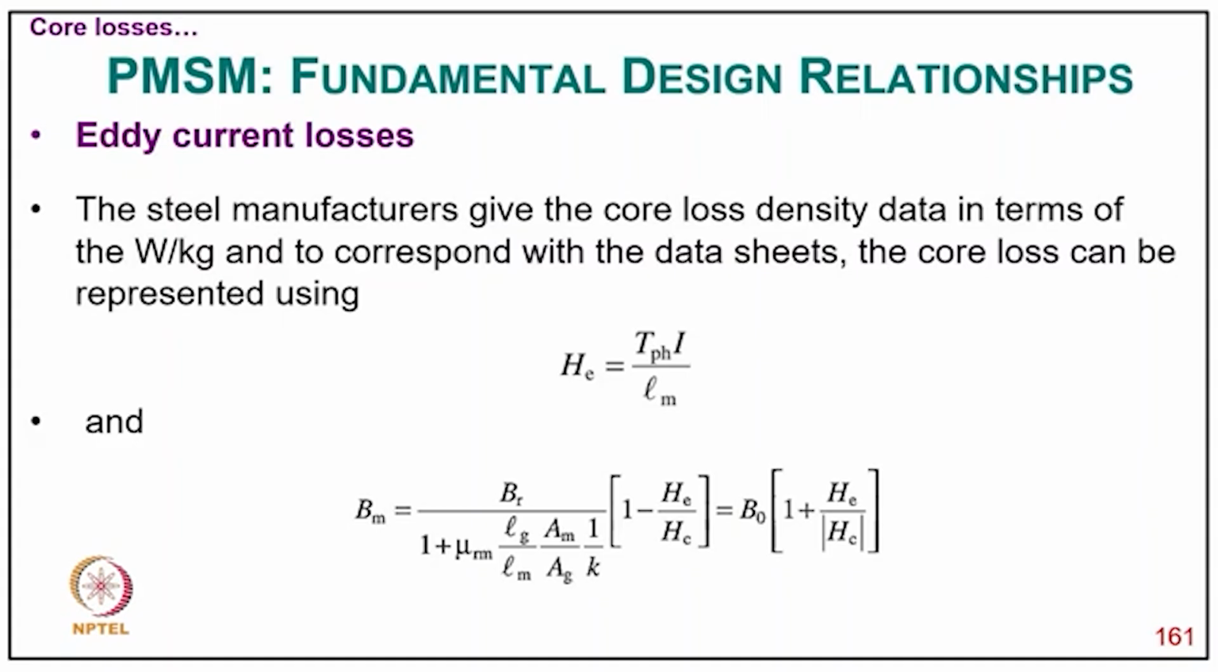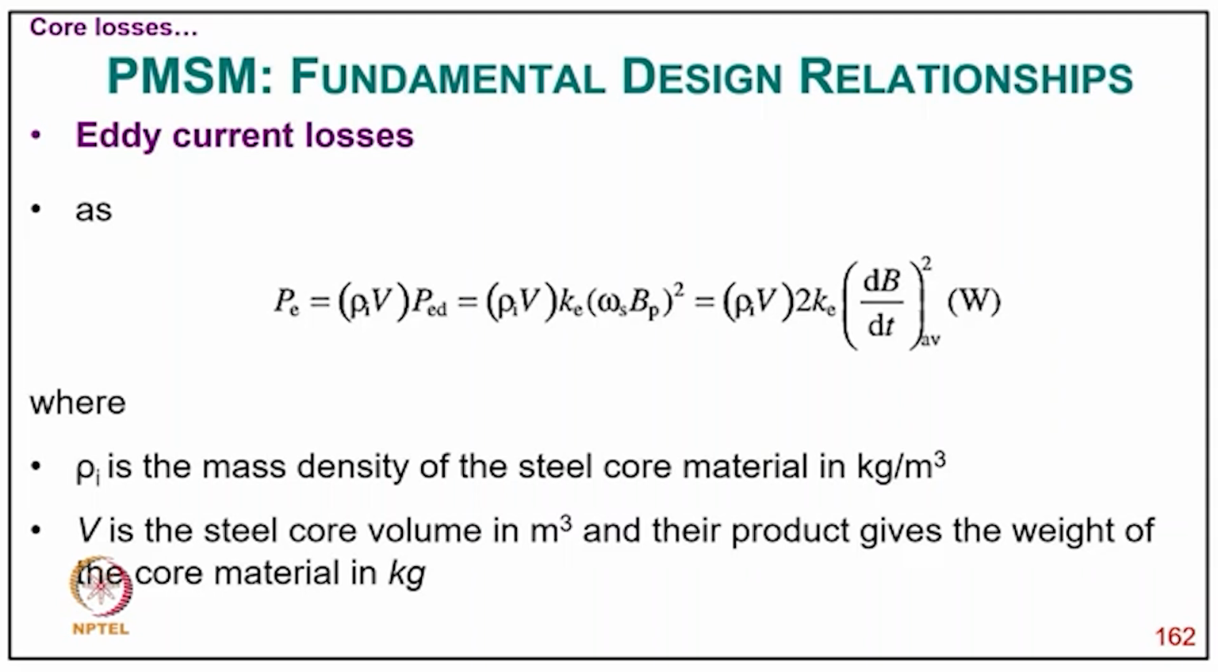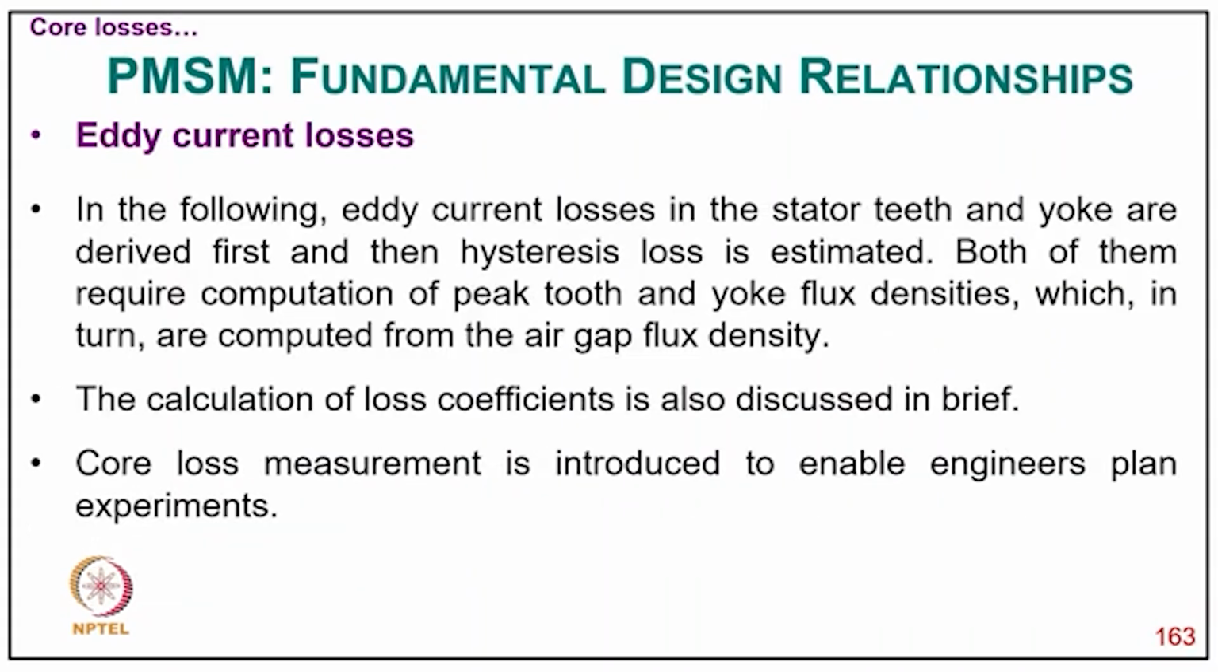core loss can be represented as P equal to rho I into V into PD, that is rho I into V Ke omega B_P square, equal to rho I V into 2Ke (dB upon dt) square average, in watt, where rho I is the mass density of the steel core material in kg per meter cube, V is the steel core volume in meter cube, and their product gives the weight of the core material in kg.